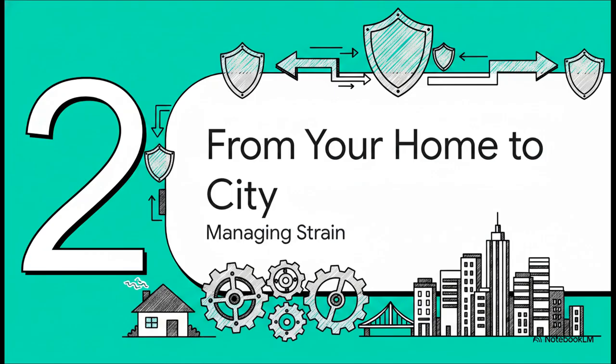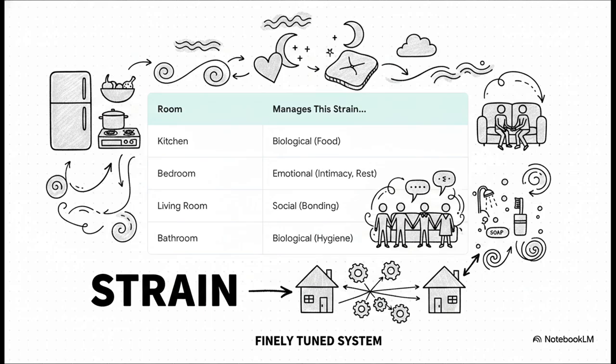And the most basic, most personal part of that machine? It's your home. Seriously, think about it. Every single room in your house is like a specialized tool built to contain a specific type of strain. Your kitchen? That's there to manage the biological strain of hunger. The bedroom is designed for emotional strains like intimacy and rest. And the living room? That's a dedicated zone for social bonding. Our homes are not just random collections of rooms. They are finely tuned systems for regulating the pressures of just being human.